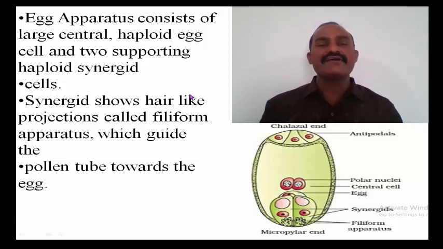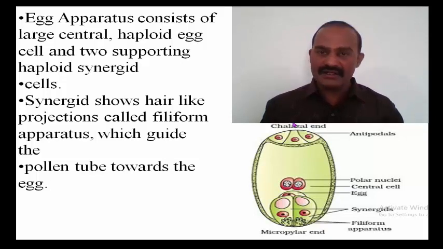Now the filiform apparatus is very important during fertilization because it guides the pollen tube towards the egg. When the pollen tube enters the ovule, it will be directed towards the female gamete, the egg or ovum, with the help of these synergids.